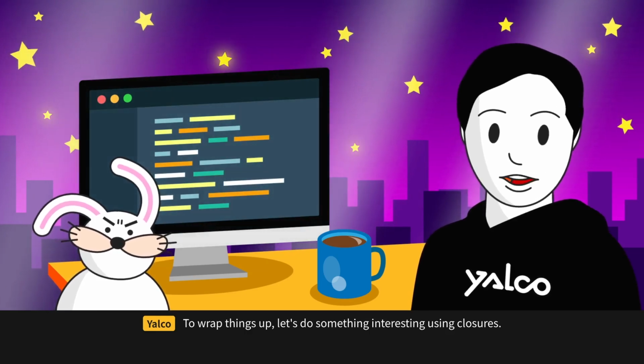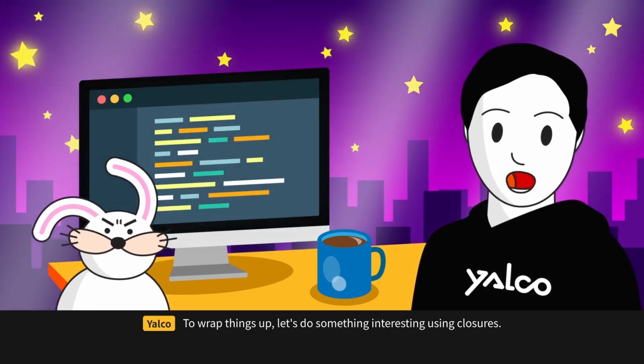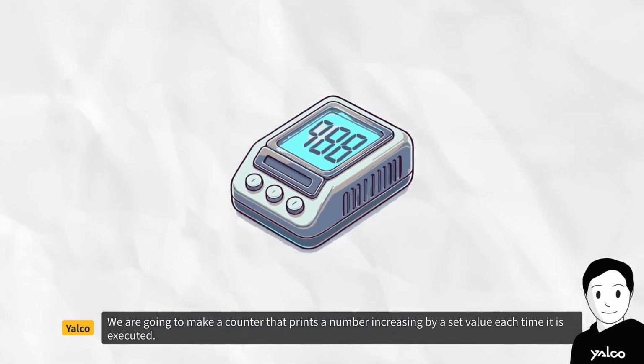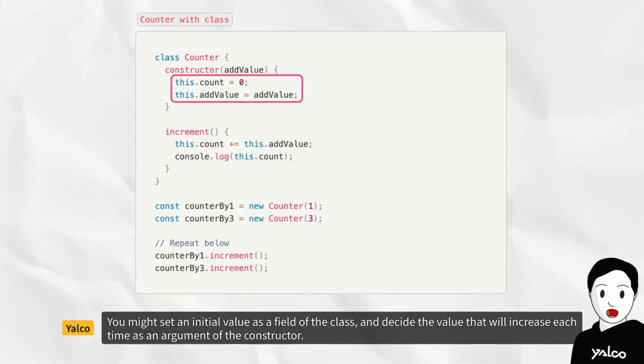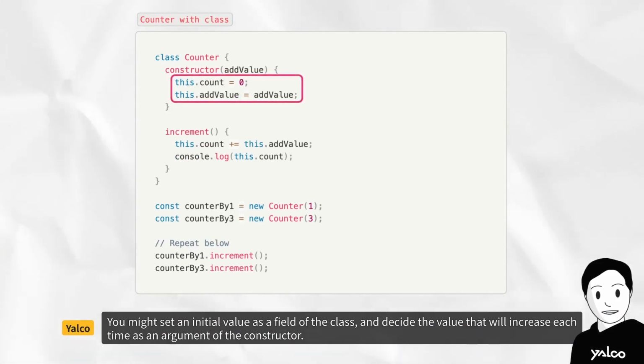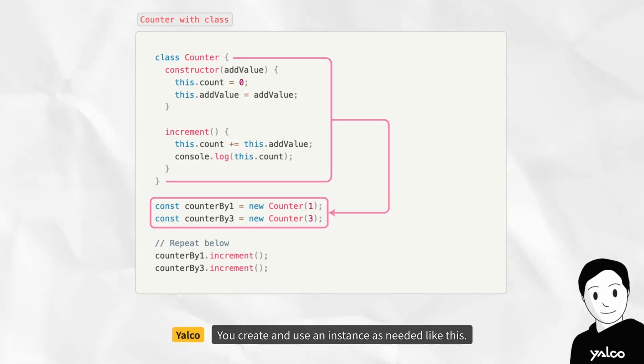To wrap things up, let's do something interesting using closures. We are going to make a counter that prints a number increasing by a set value each time it is executed. Many of you might think of code that utilizes a class like this. You might set an initial value as a field of the class and decide the value that will increase each time as an argument of the constructor. You create and use an instance as needed like this.